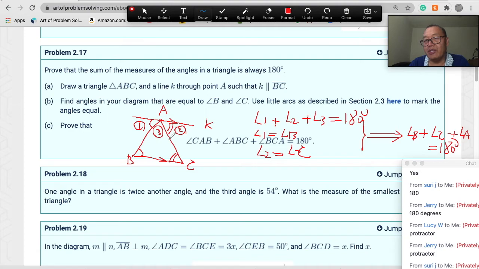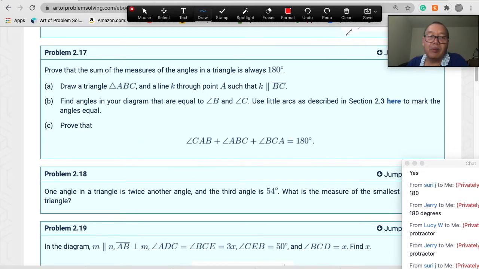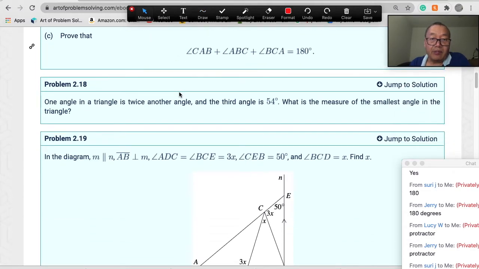So the key point is here. We already know a line forms a straight angle at a point. Then we convert the two angles, the partial of that straight angle, to the interior angles of the triangle. Then we get that the three angles inside the triangle also add to 180 degrees. This is the idea to prove this problem. Now let's go to the next problem.